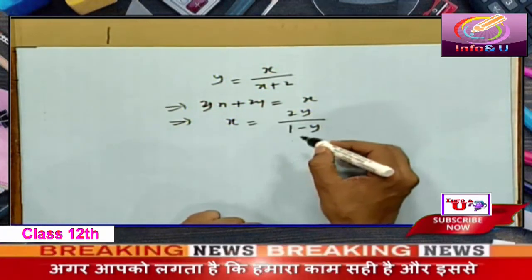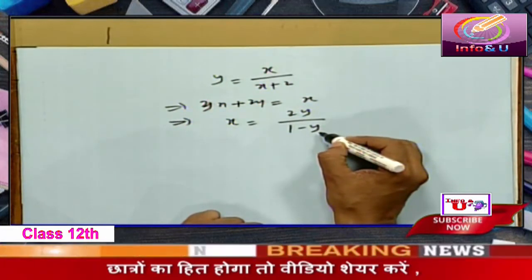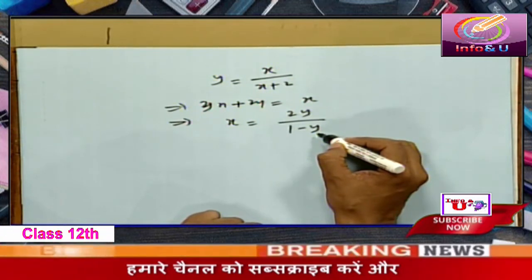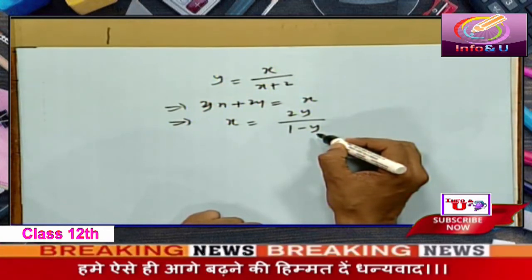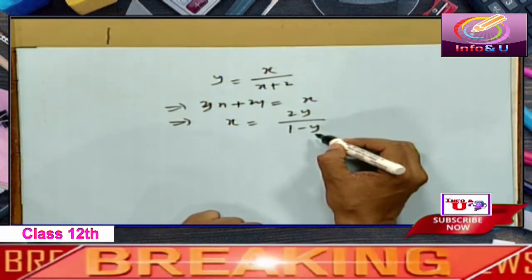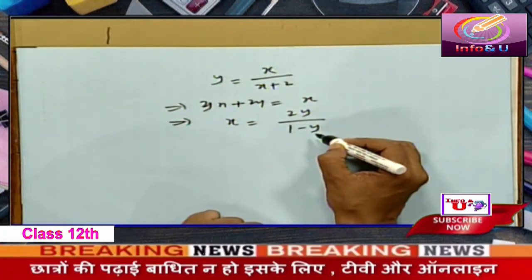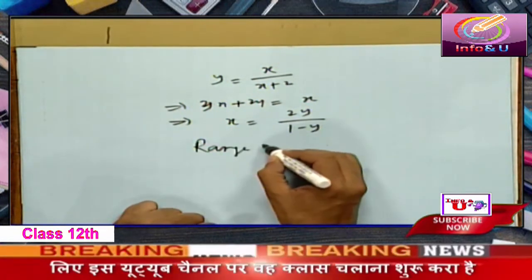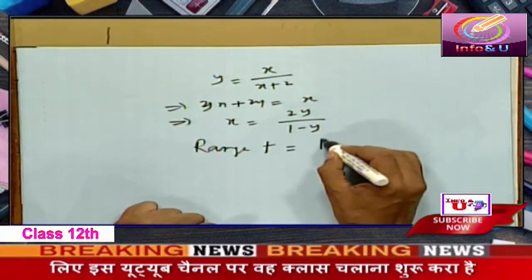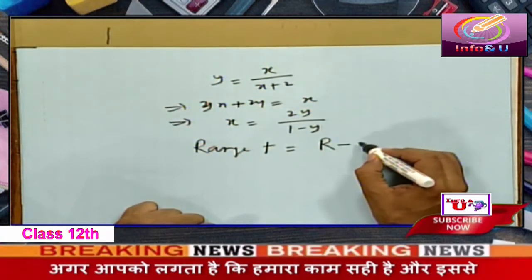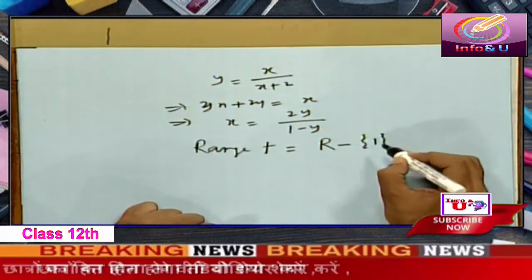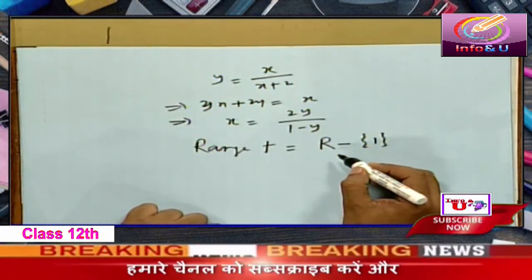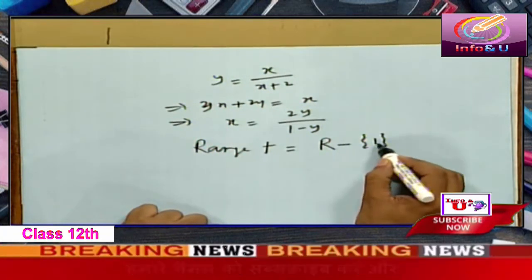Now x is meaningless when y is 1. It means the given function is not onto because 1 has no pre-image. This is the only point where the problem comes. So the range of f is merely the codomain minus this set. So now we get the range of the function f is merely R minus the set {1}.